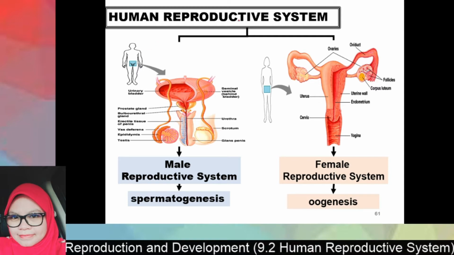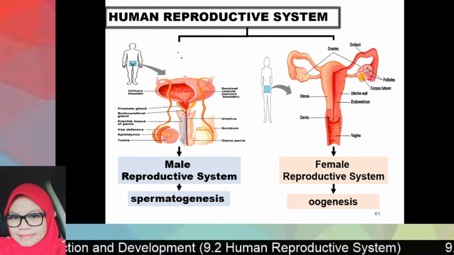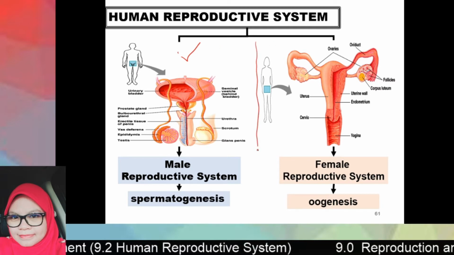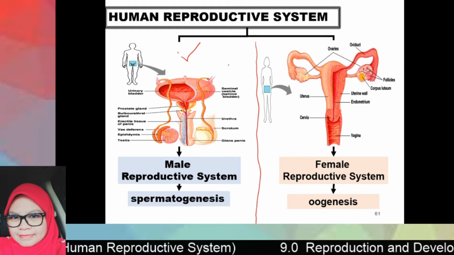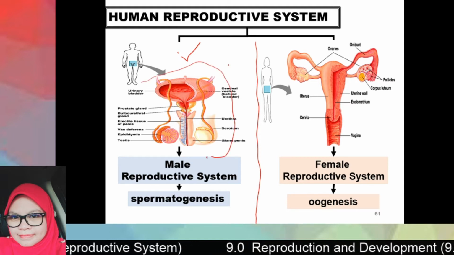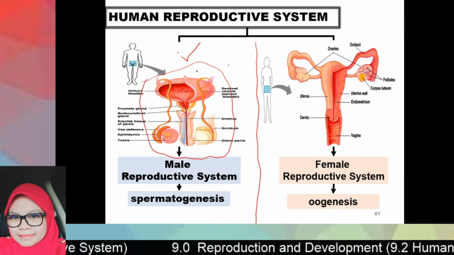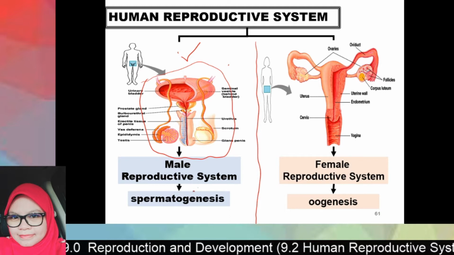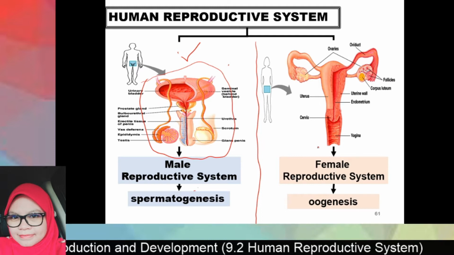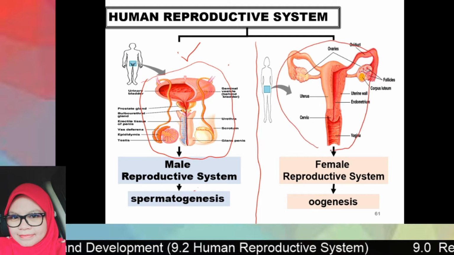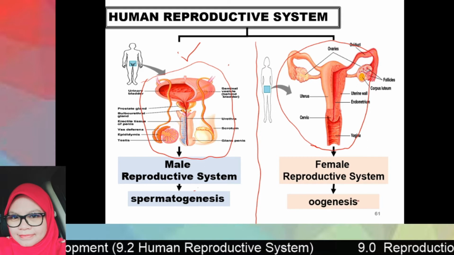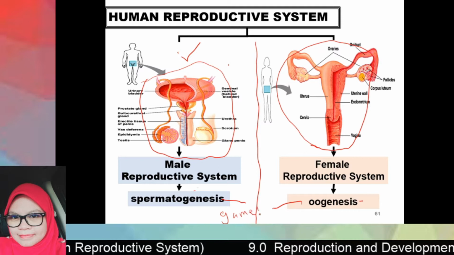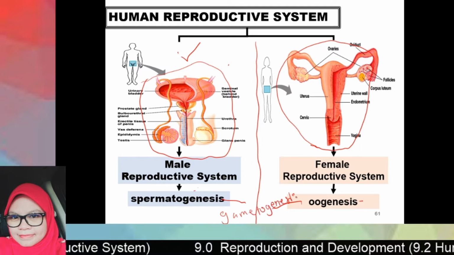So for the human reproductive system, today we're going to focus on male, right? For female, we're going to discuss in the next video. So focus on this. This is the entire structure of the male reproductive system, and the process producing sperm is called spermatogenesis. And here is the female reproductive system, and the process producing the egg we call oogenesis. And both of these are gametogenesis.